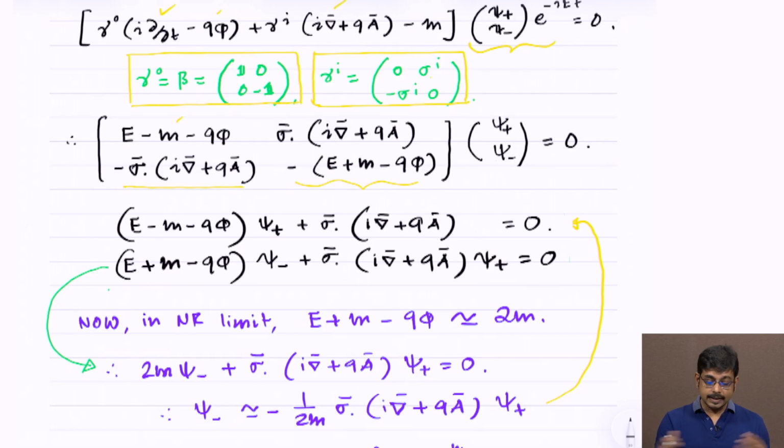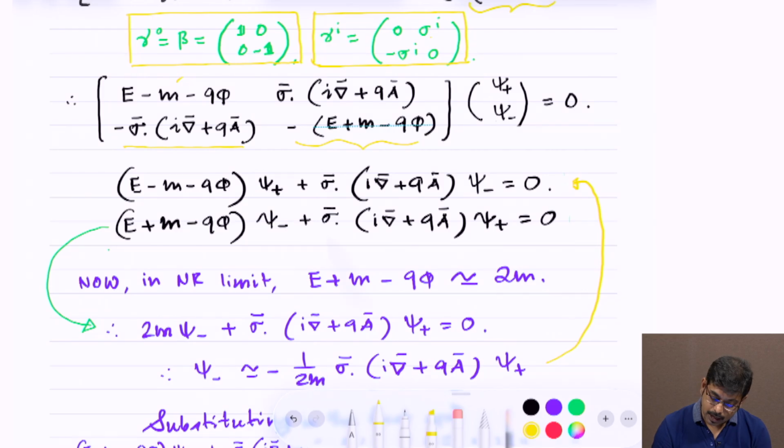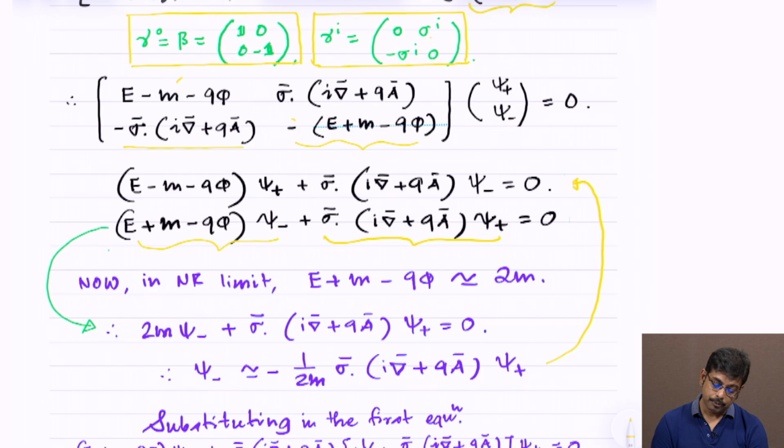Now, we can do a simple matrix multiplication, and then I can write it in two different equations. The first will be (E minus m minus q phi) multiplied with psi plus, plus sigma·(i del plus q A) multiplied with psi minus, giving you 0. The next term will be minus sigma·(i del plus q A) multiplied with psi plus, and then there is another minus sign with (E plus m minus q phi) acting on psi minus, added together giving you 0.